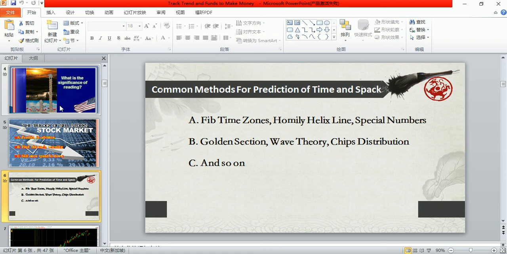So the first one is favorite time zones, only highlight line and special numbers. So today I already taught you how to use favorite time zone to find the turning point. Then I already told you how to use number 3 to judge the support, to judge the buy opportunity or sell opportunity. Then golden section, wave theory, chips distribution. There are so many methods for prediction.